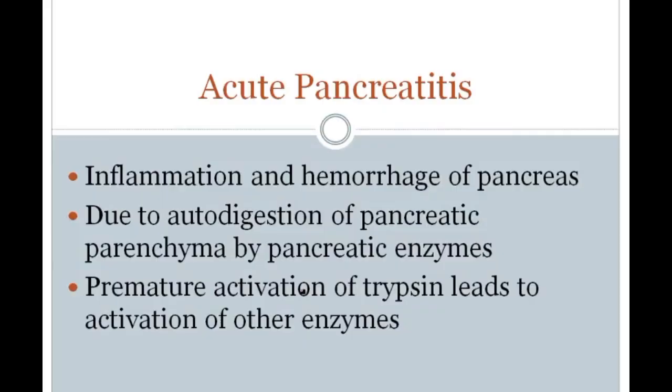And that's called an annular pancreas, when sort of the head of the pancreas bends around and wraps around the duodenum. Acute pancreatitis is when you get inflammation and hemorrhage of the pancreas. Now basically the issue here is that you get autodigestion of the pancreas by the pancreatic enzymes. So really it's a story of premature activation of the pancreatic enzymes.